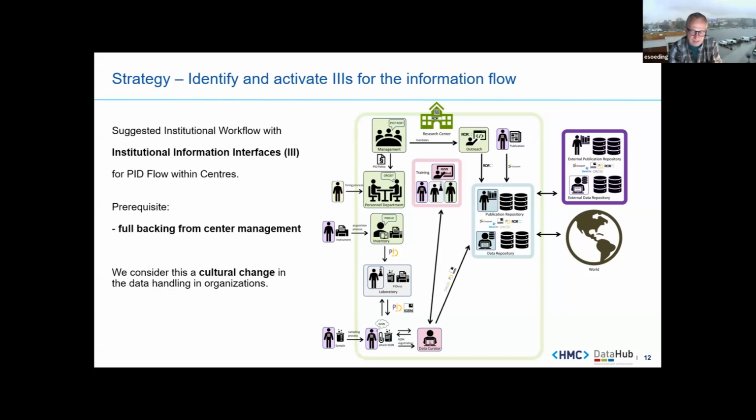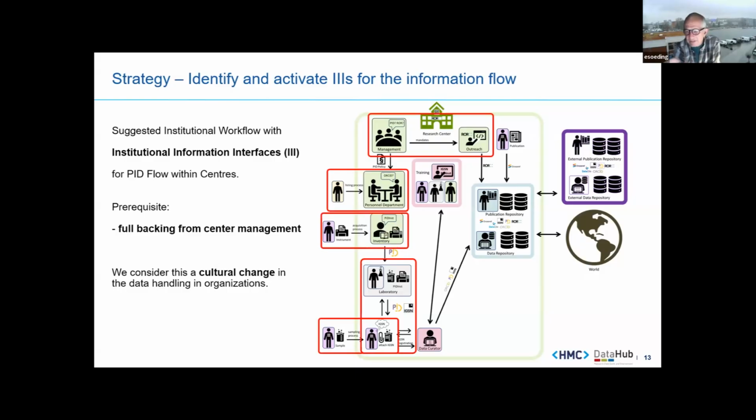But the point is that we need individual solutions for the individual centers. That's quite important. These red boxes are basically the interfaces. For the ROR, for example, the outreach department could be made responsible, and they're supposed to maintain and update the ROR. The ORCID is recorded when someone is hired, the IGSN is recorded in the field, and so on.